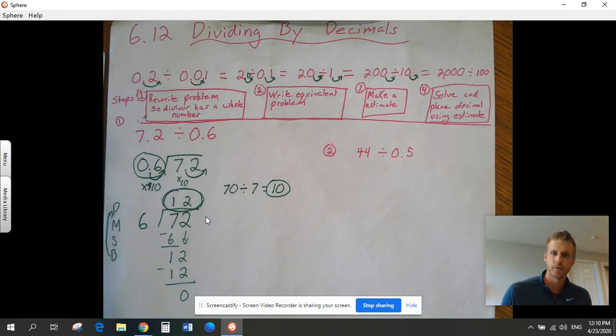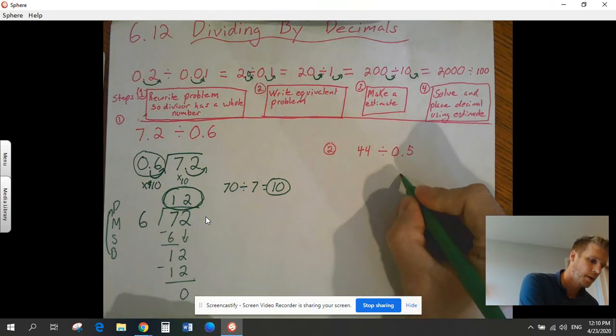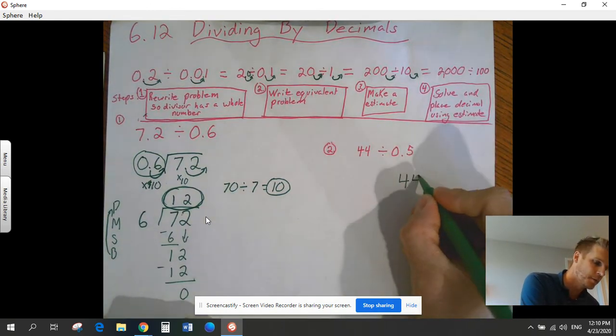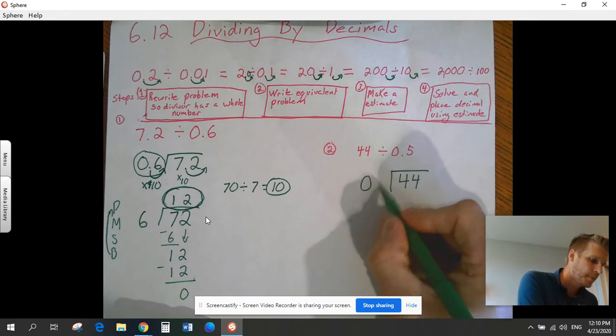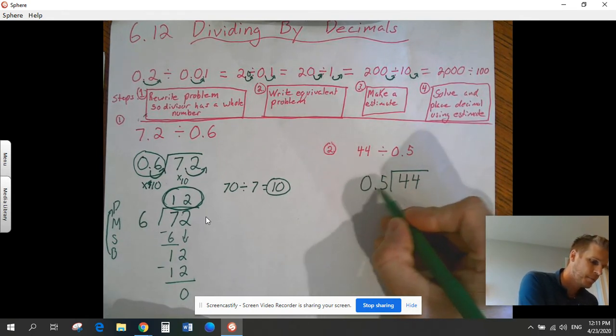All right, so this one we have 44 divided by 0.5. You can hear what number is getting divided. You can hear what number is doing the dividing. So in this case, 44 divided by 0.5, 0.5 is doing the dividing. So 44 is the dividend that goes in the house, and 0.5 is our divisor.